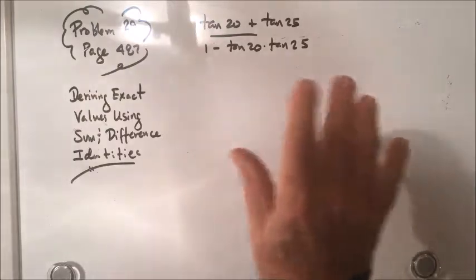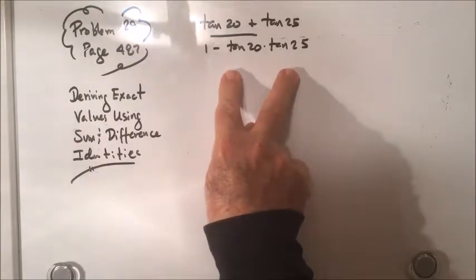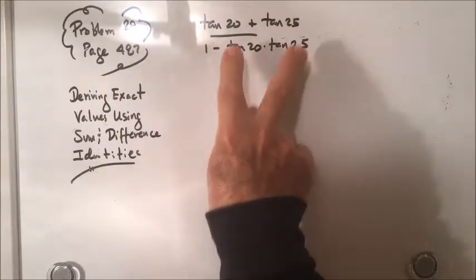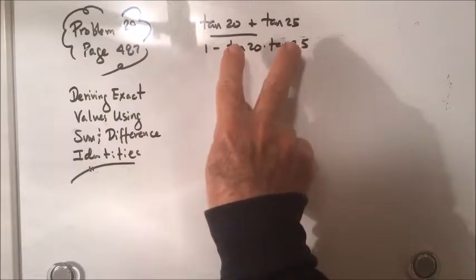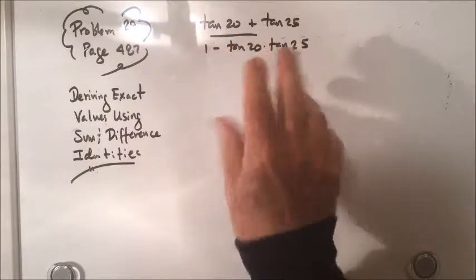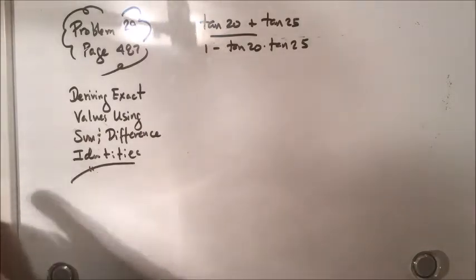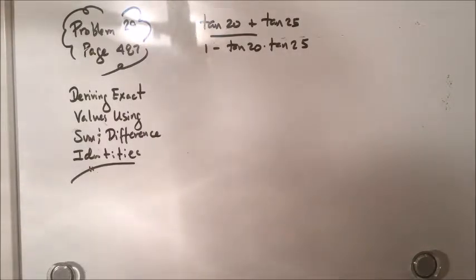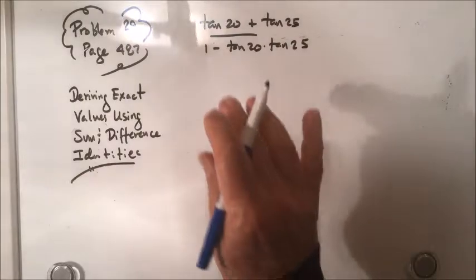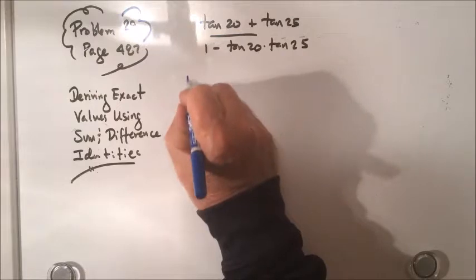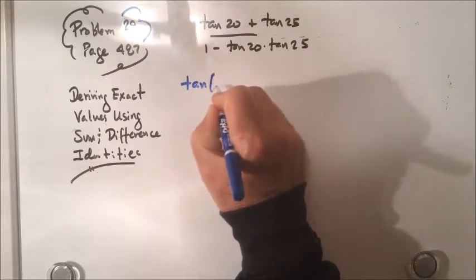If you haven't been to class, you haven't paid attention, this is an ominous looking problem. It's got a fraction that's got tangents of 20 and tangents of 25, two different arguments. We've talked about that before. If you're going to deal with a trigonometric expression or equation, you would like all of the trigonometric quantities to have the same argument. These don't, right? So what do you do? And the answer is you recognize that this is a tangent.